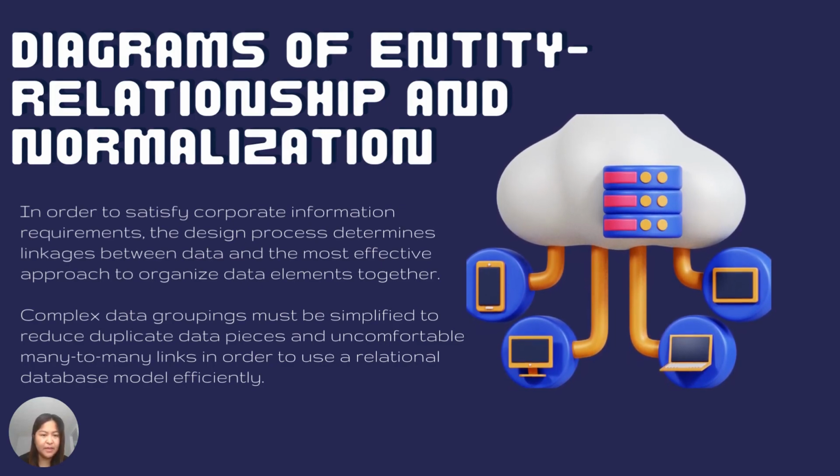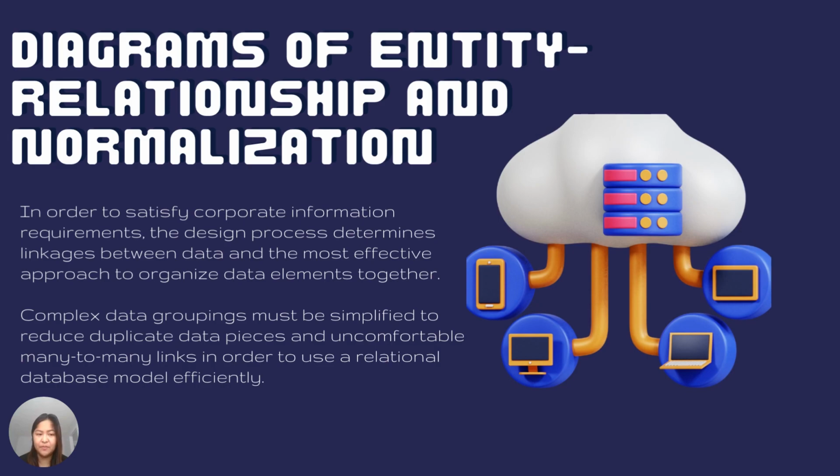Diagrams of entity relationship and normalization. In order to satisfy corporate information requirements, the design process determines linkages between data and the most effective approach to organize data elements together. Complex data groupings must be simplified to reduce duplicate data elements and awkward many to many links in order to use a relational database model efficiently.